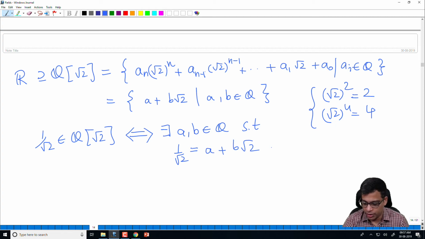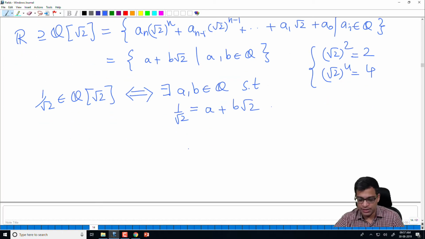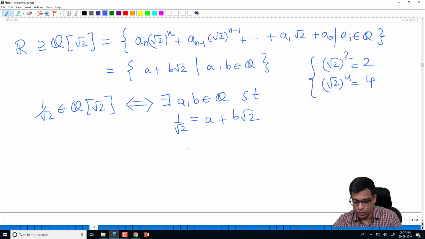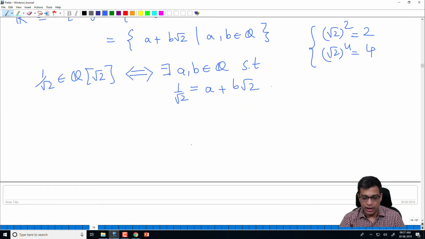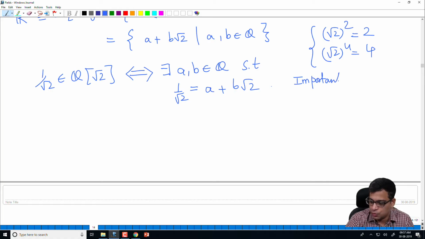Because here you are only taking A and B rational numbers, so the denominators there are integers, whereas here we have 1 by root 2 that has denominator root 2. How can we get this? The point is we can get this, and all we need to do is just play around with this a little bit. Ultimately, the important fact that makes this work is that root 2 is algebraic over Q.